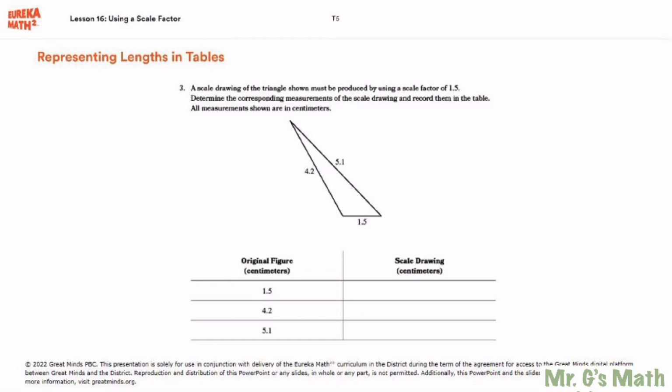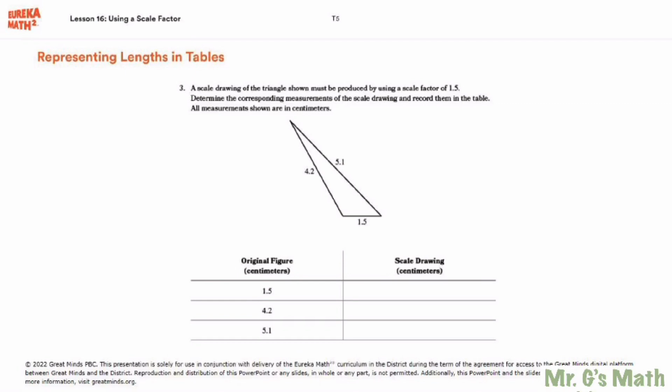So let's take a look at classwork number 3 now. A scale drawing of the triangle shown must be produced by using a scale factor of 1.5. Do you think if I had to draw this, it would be an enlargement or a reduction? A reduction at 1.5? An enlargement because it's bigger than 1, right? So we would create a triangle bigger than this.